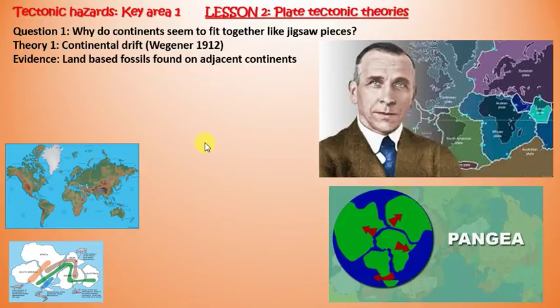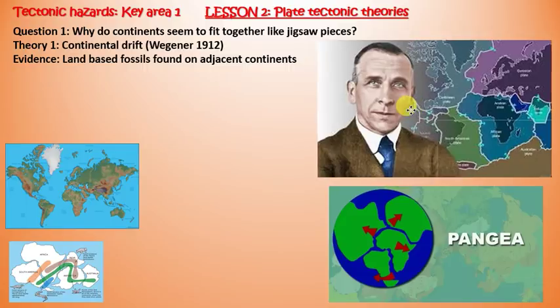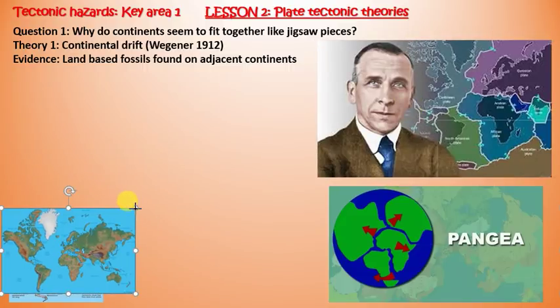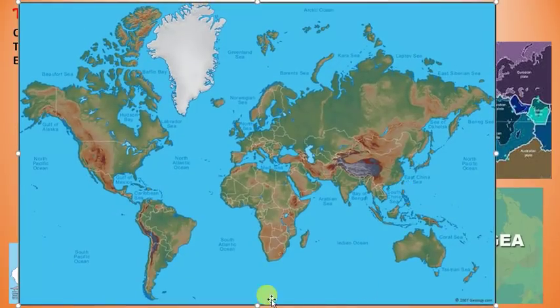Mr. Wegener, Alfred, this is the geezer just here, in 1912 he looked at a world map, so we'll go through the process that he went through. He noticed that the continents tend to fit together, or the coastlines and major landmasses tend to fit together, broadly speaking, like a jigsaw piece. So you can see, look, South America and Africa: if you move South America to the east, it slots into Africa. Same with North America. If you moved it towards the west coast of Africa and Europe, it tends to fit together.